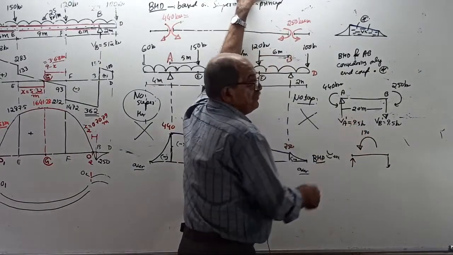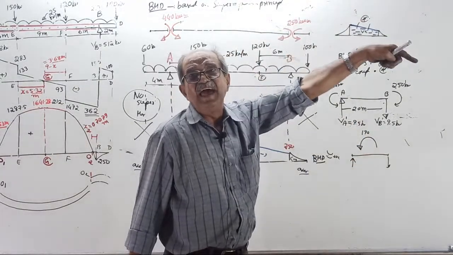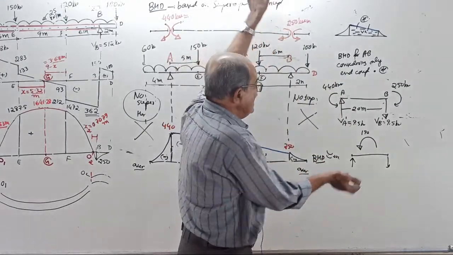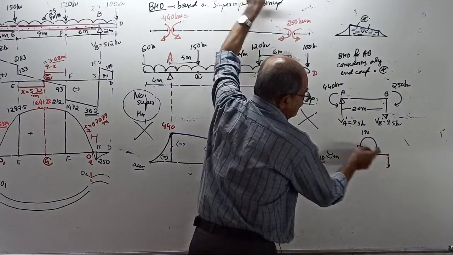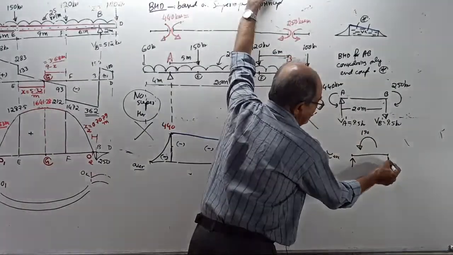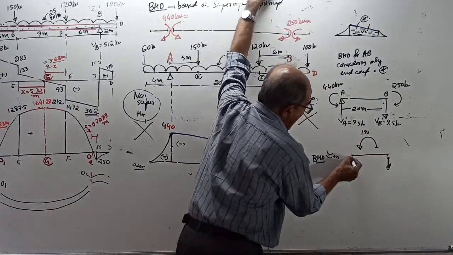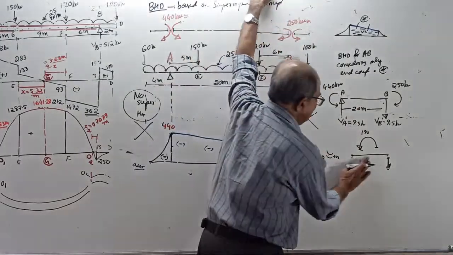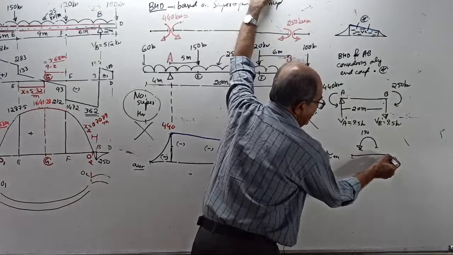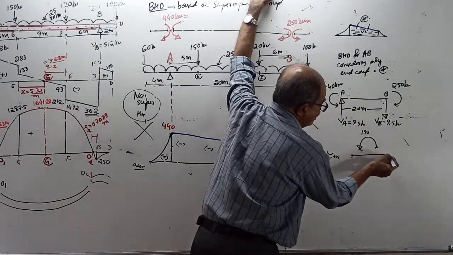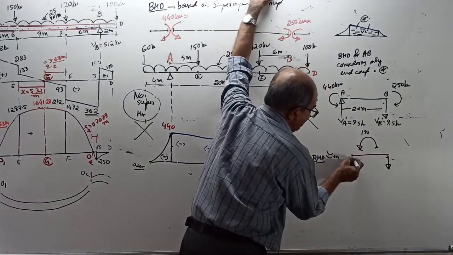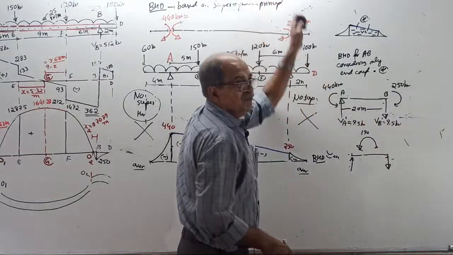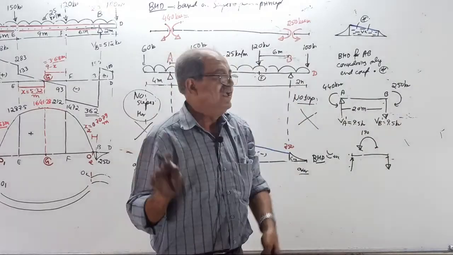Then, on whichever side the tail is there, that side is lifted. Tail should match with tail, arrow should match with arrow. What to do? See here, tail. So the reaction again: tail should match the tail, arrow should match the arrow. Coming here, going away. Further crude I cannot tell, sorry.